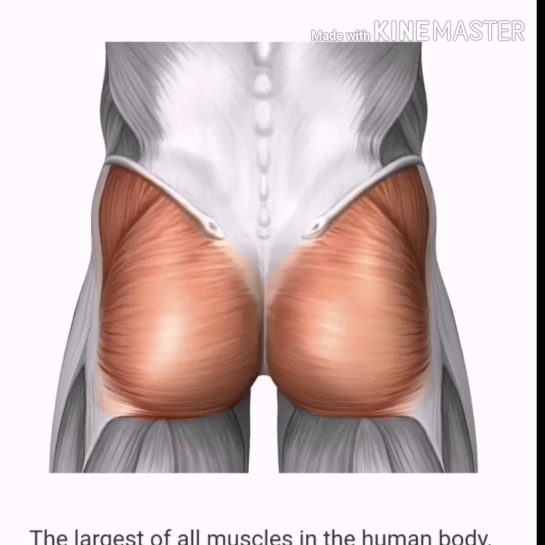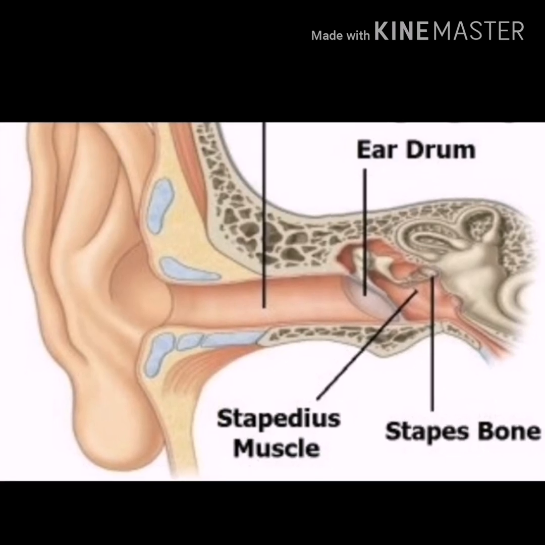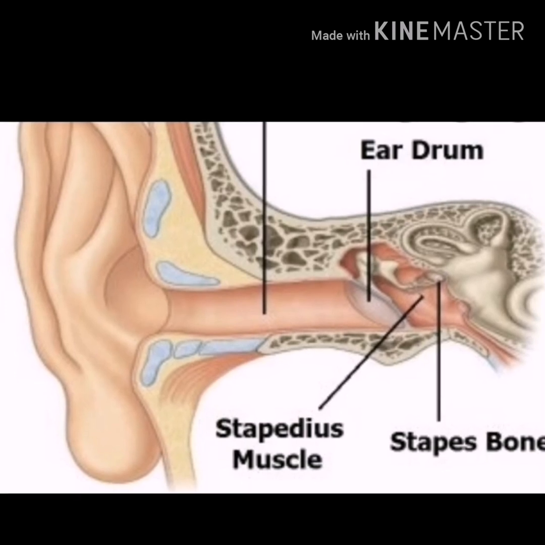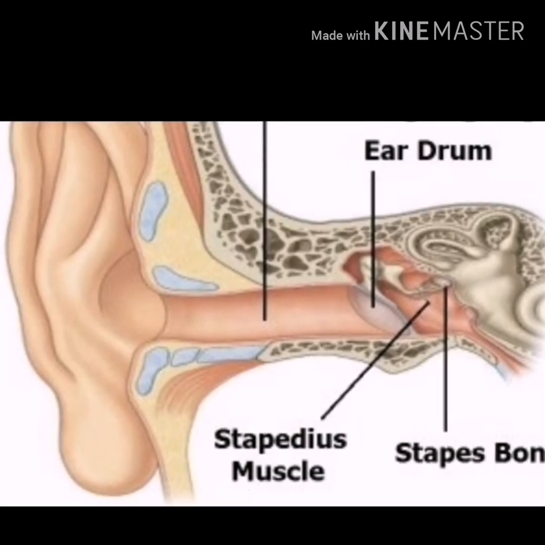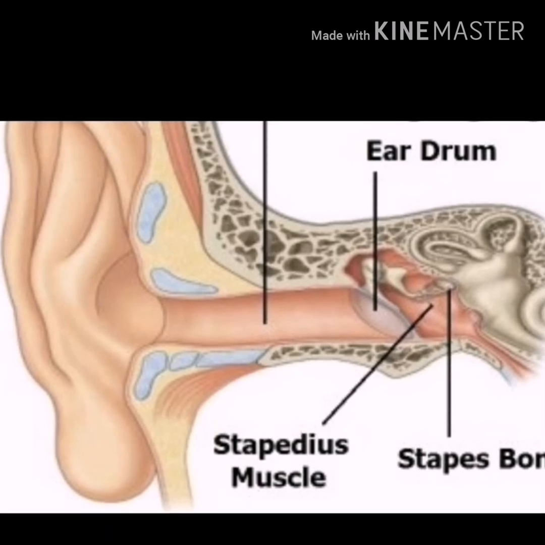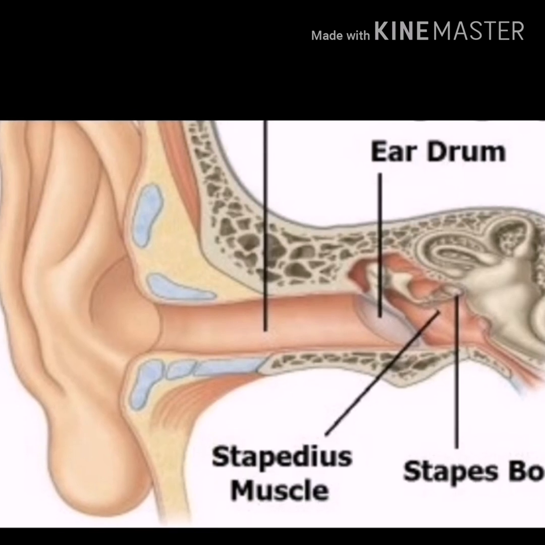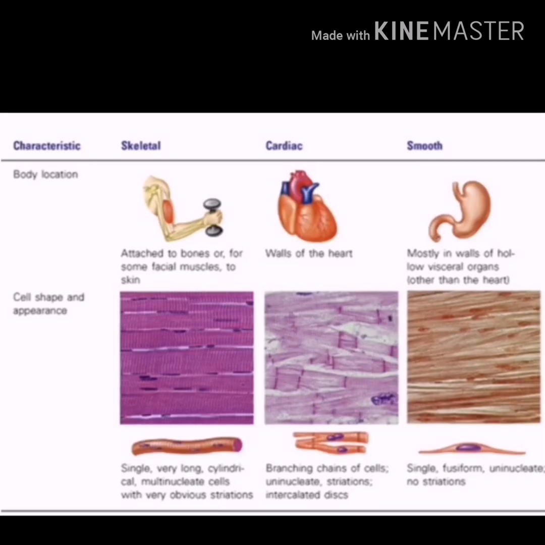The stapedius is the smallest muscle in the body, which makes sense because it's attached to the stapes, the smallest bone in the body. The gluteus maximus is the largest muscle, and not surprisingly, it's also connected to the largest bone, the femur.